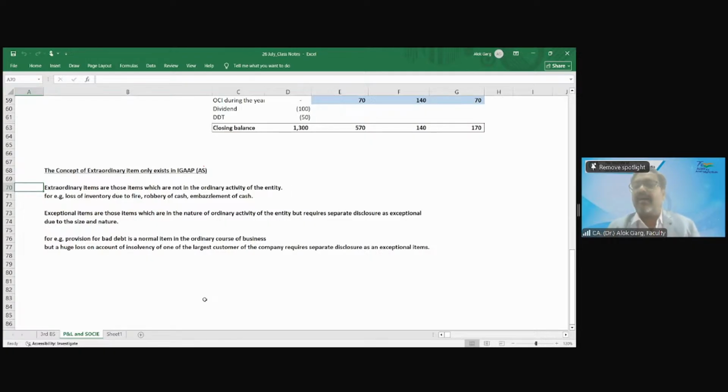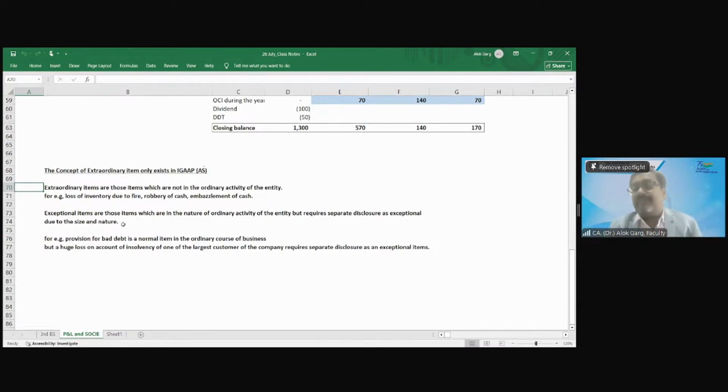So friends, the concept of extraordinary item was there in IGAP, in the accounting standard, right? And what is that? Those items which are not related to the ordinary activity of the entity.